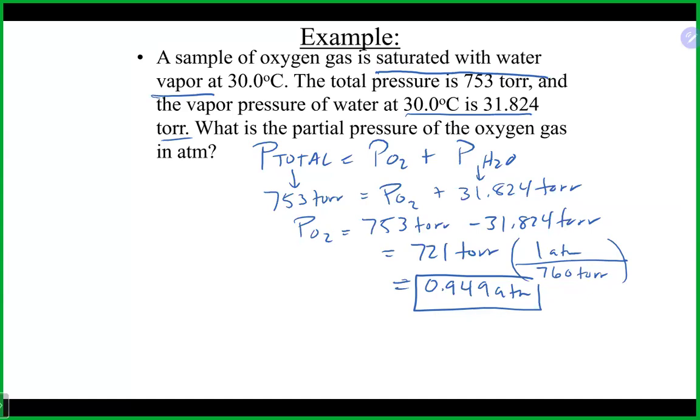Sometimes you may come across a problem that says the total pressure is 750, the pressure of hydrogen is this, the pressure of oxygen is this, what's the pressure of nitrogen in that mixture? Again, basically it's just a subtraction problem at that point. You just subtract them all. Any questions?